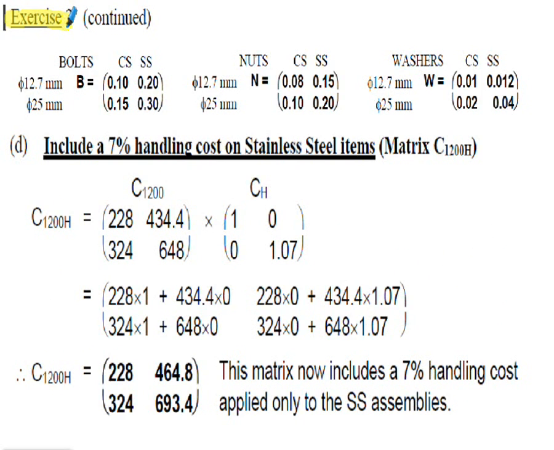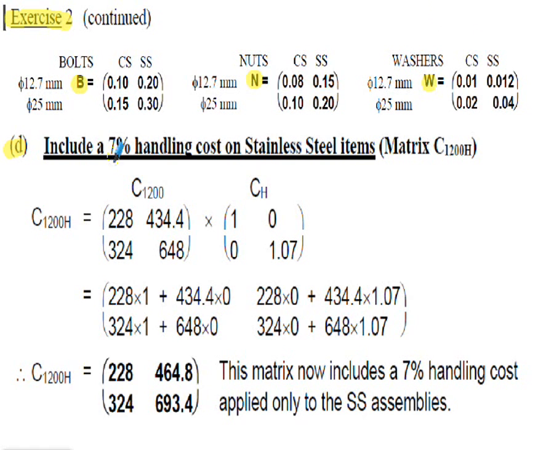Exercise 2 continued. I just repeated the bolt matrix B, the nut matrix N and the washer matrix W from the previous slide. Don't forget these matrices relate to the cost of the various assembly items for the 12.7mm assembly in carbon steel and stainless steel and for the 25mm assembly in carbon steel and stainless steel.